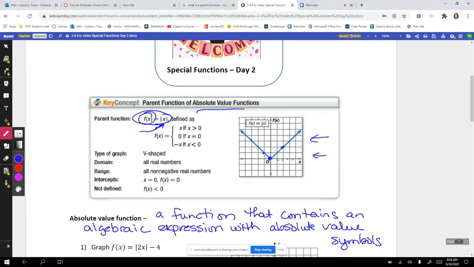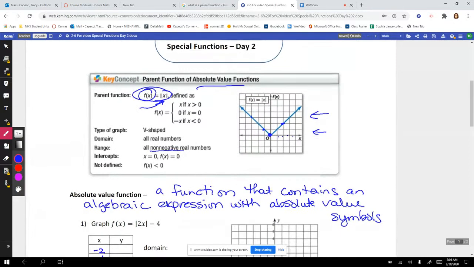So when we're looking at our domain and range, our domain is going to be all real numbers because we can pick any value we want. And our range is going to be all non-negative. That's a way of saying greater than or equal to 0, because everything has to be above our x-axis. Our y value has to be positive unless it's 0.